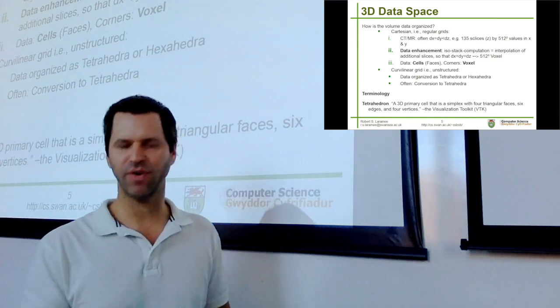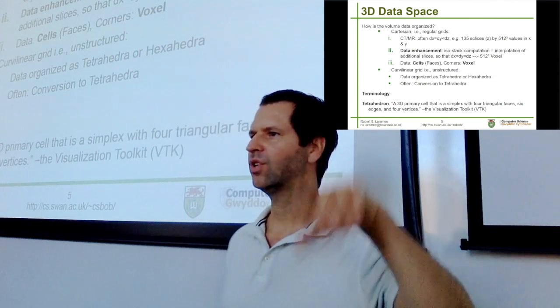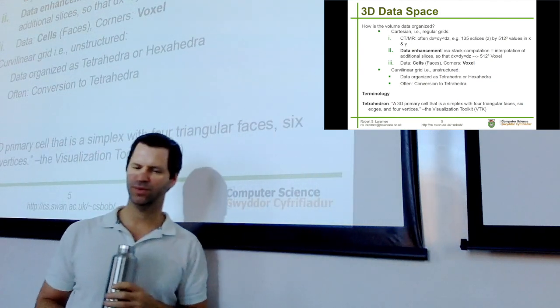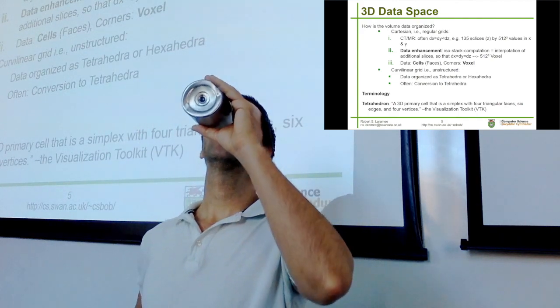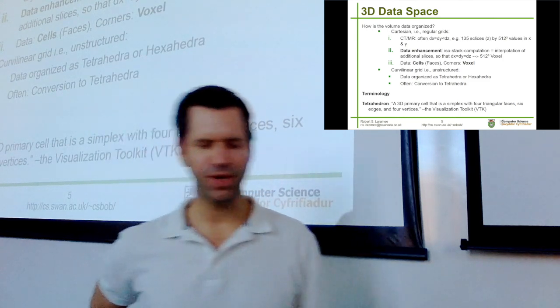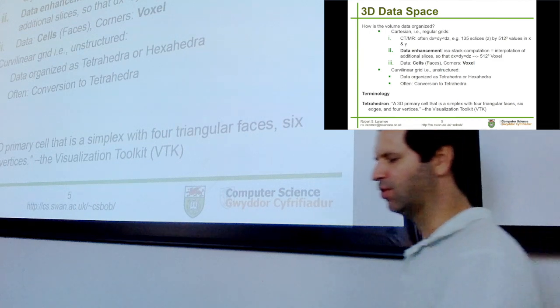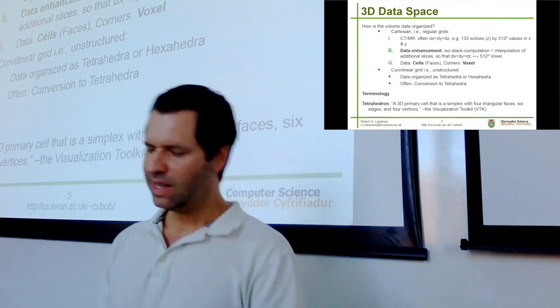For example, 512 cubed. The data could be on a 512 cubed grid, which ends up being a lot of data. And how we interpret that data, what we do, how we process it, affects the algorithms that we use and so on.